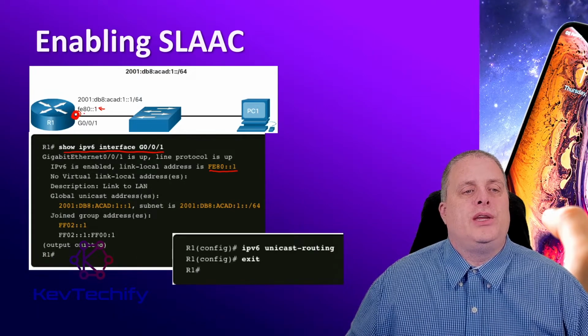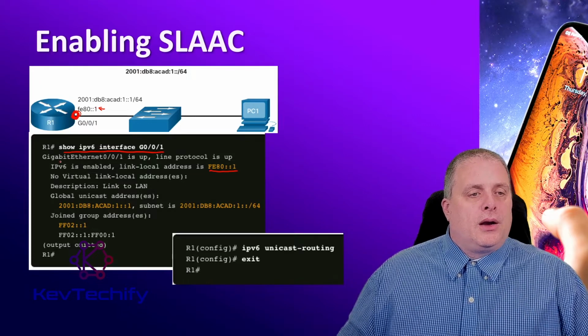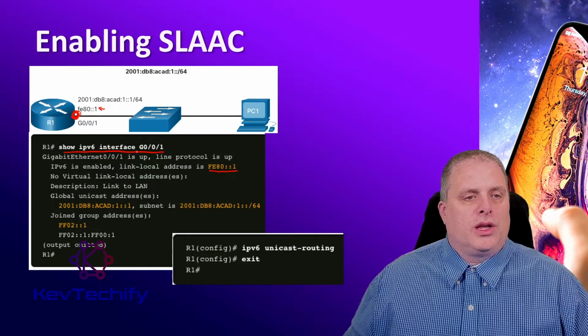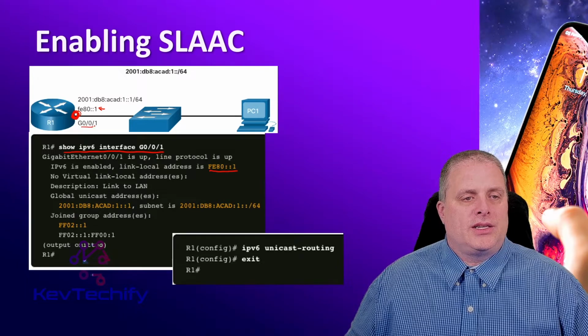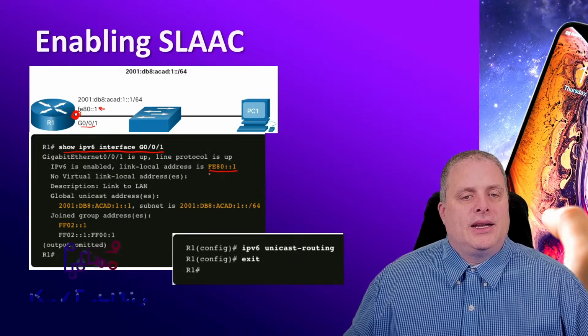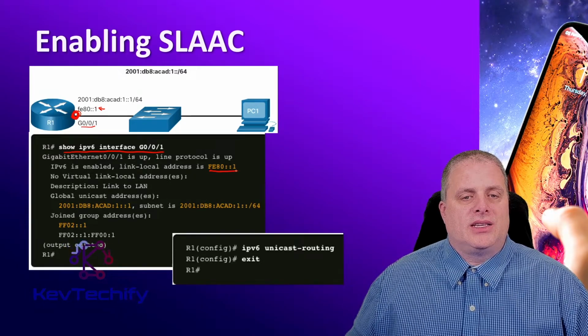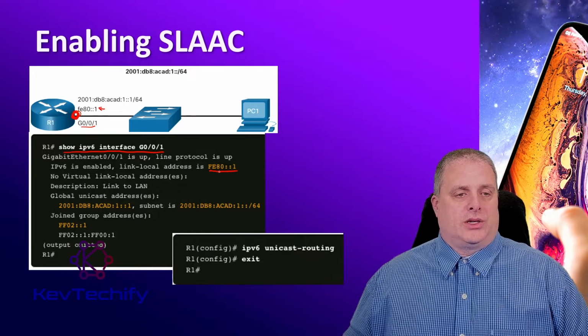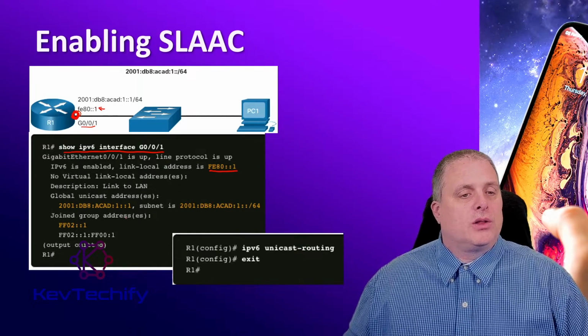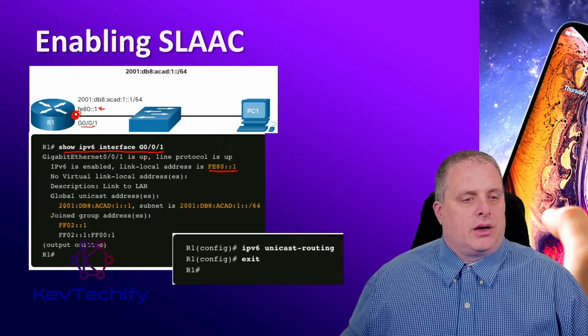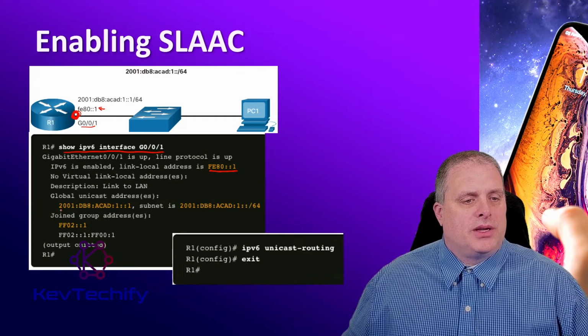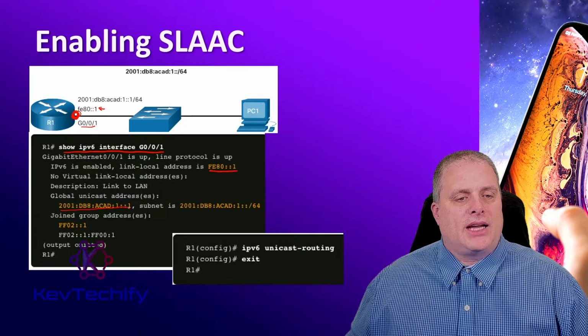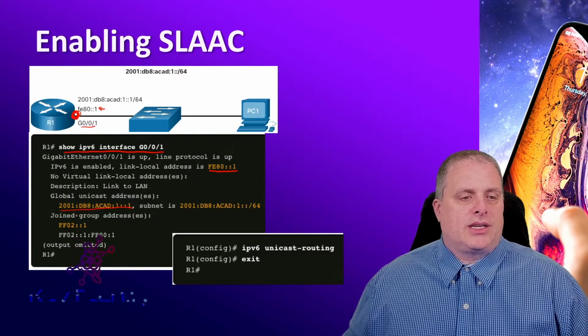FE80::1 will always be your default gateway. And up here, we're on router 1, looking at the gig 0/0/1 interface, which is assigned this FE80::1 address. That makes our default gateway our link local address. Also down here, that same interface has been assigned our global unicast address. Right here's our global unicast address.